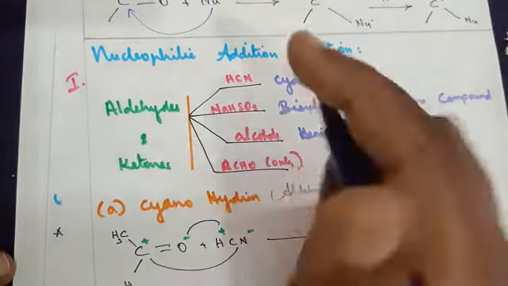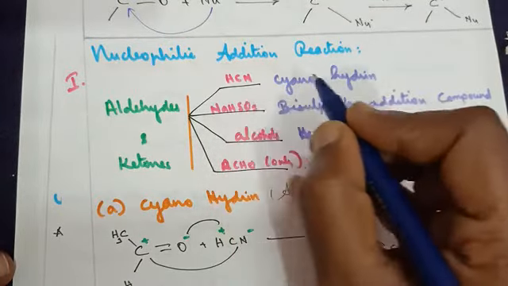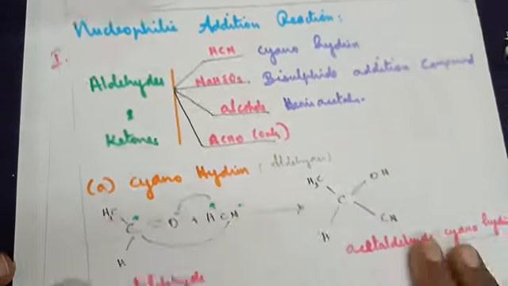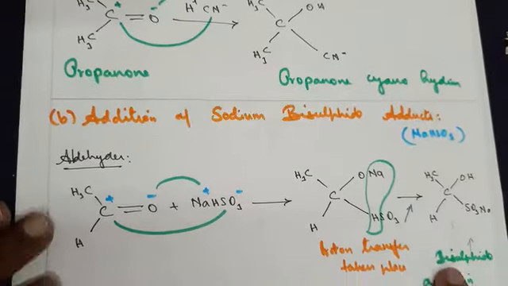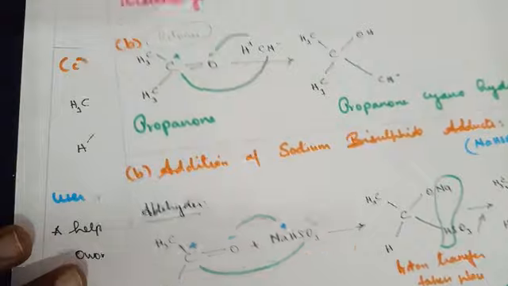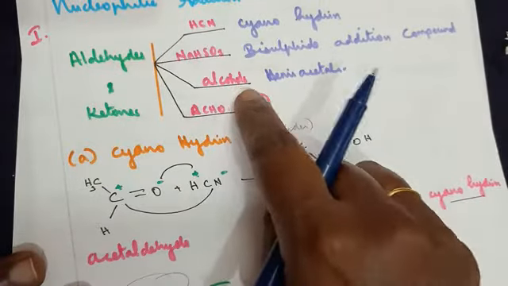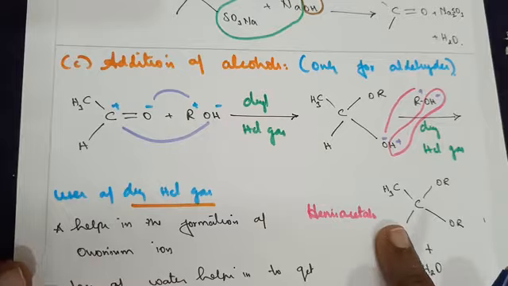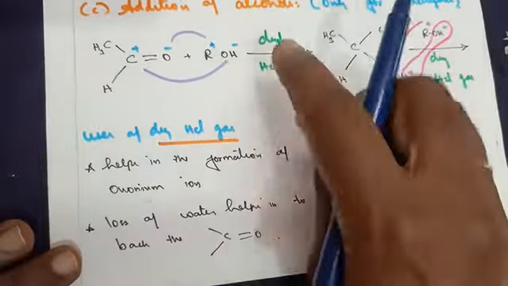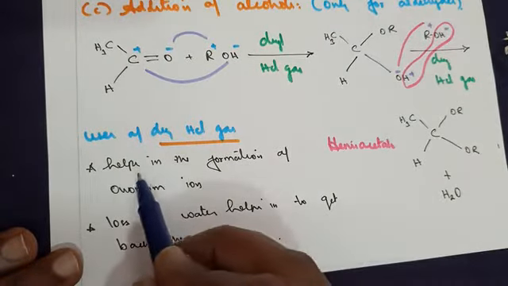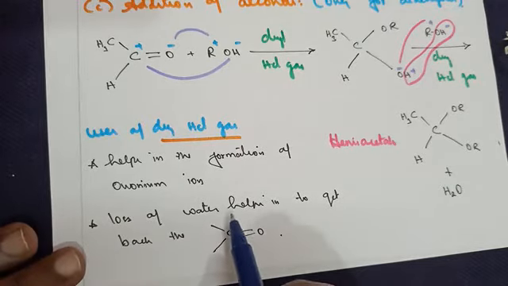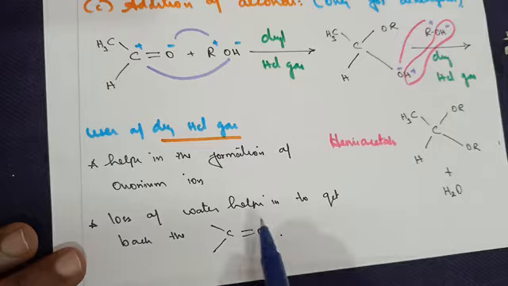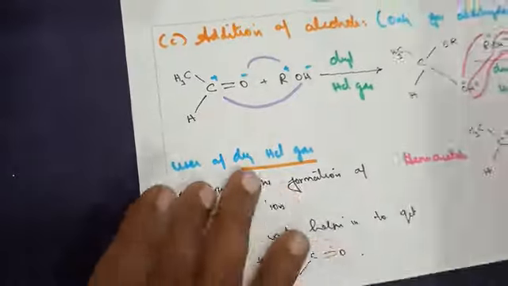So aldehyde and ketone, treating with hydrogen cyanide, we get cyanohydrin. You know the formula for a cyanohydrin. Treating with sodium bisulfite, we get a bisulfite adduct. When you treat with alcohol, we get hemiacetal as the product. There are two important uses which you need to remember. Uses of dry HCl gas. First one, it helps in the formation of an oxonium ion. The second one, loss of water helps to get back the aldehyde group. How is it? We will see it in the next page.